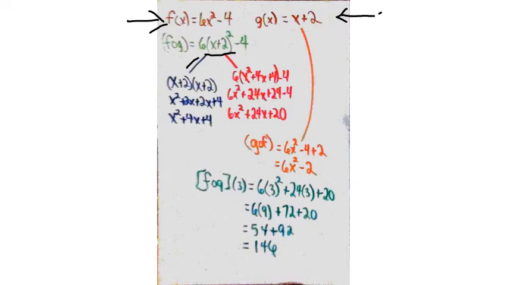Then I substitute back up here after I have squared x plus 2. Come right down here, and I'm going to first distribute that 6. So I've got 6x squared plus 24x plus 24 minus 4. Let's combine like terms, and f of g is 6x squared plus 24x plus 20.